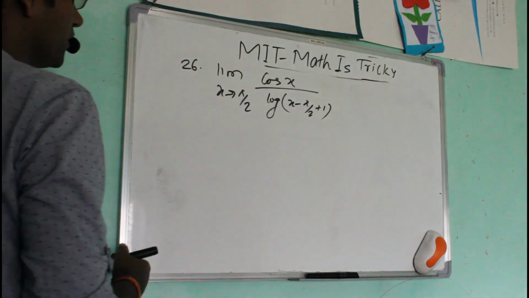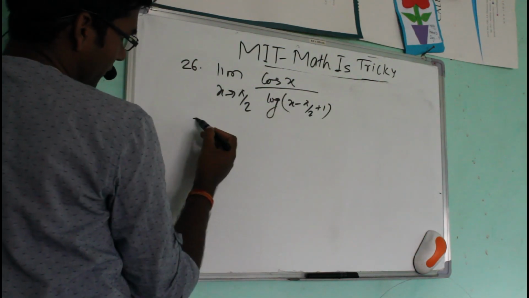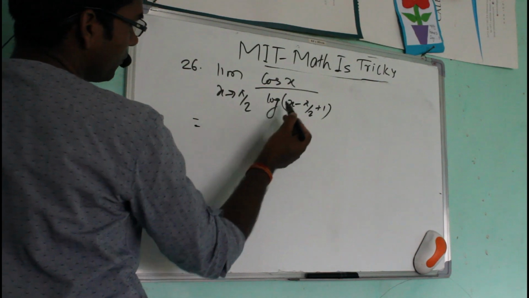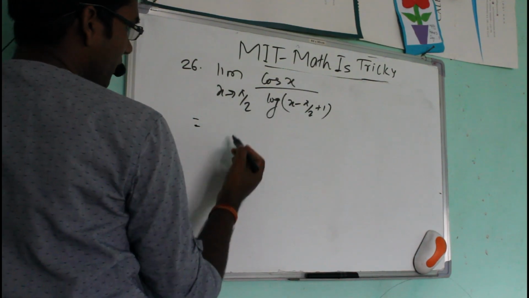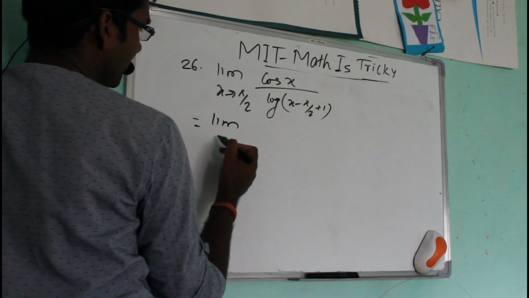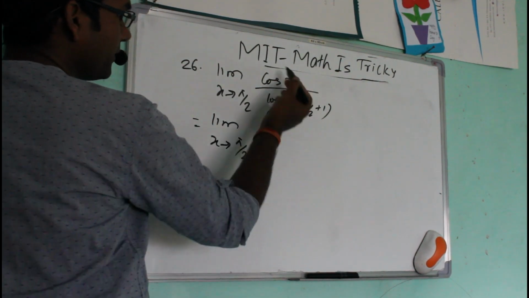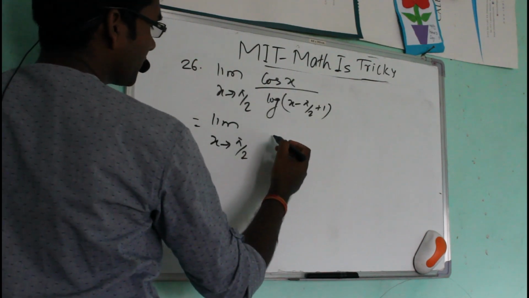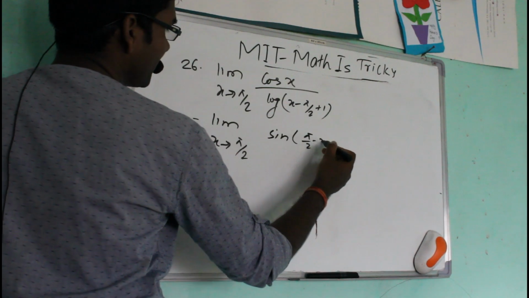Let's solve this problem without wasting any time. So we have this problem here: limit x tends to pi by 2, cos x by log of x minus pi by 2 plus 1. As I have already shared some ideas about limits, if there is cos, try to change it into sine. So how can we do this? Sine of pi by 2 minus x.